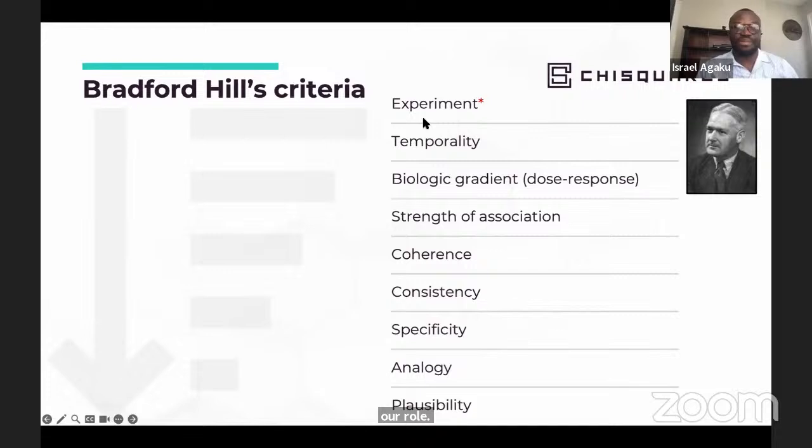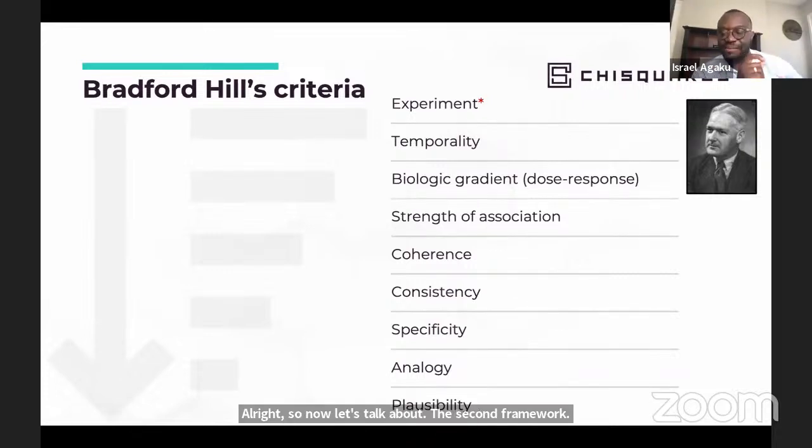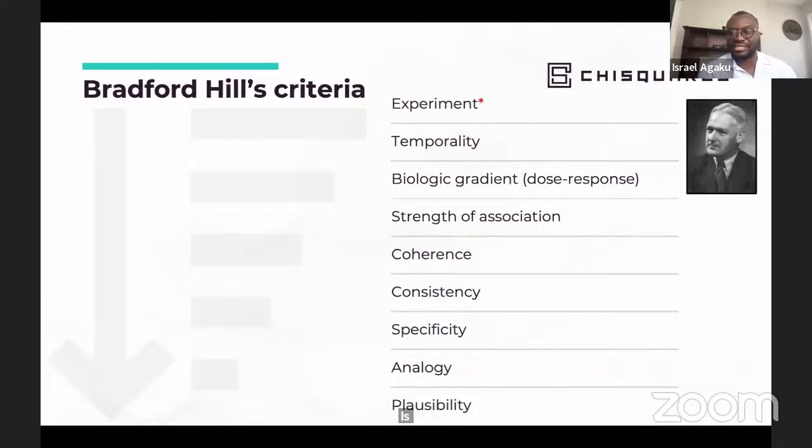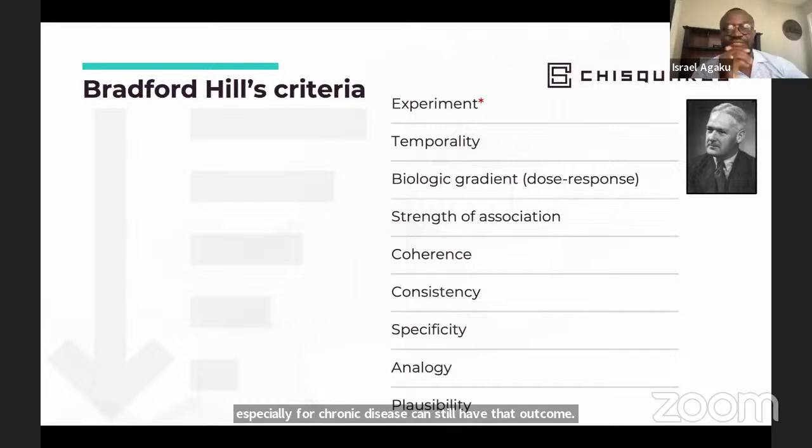All right, so now let's talk about the second framework. The first framework we've discussed so far is Koch's postulates. And we've talked about some of the limitations with Koch's postulates, that essentially you can't always pinpoint the exact causal factor. And at best, what we have are risk factors. We've also said that another problem is the issue of baseline risk. Even people who have never been exposed, especially for chronic diseases, can still have that outcome. And so those are some of the issues with Koch's postulates.